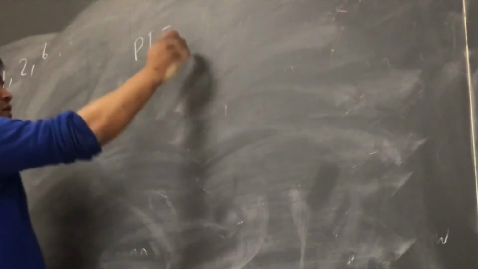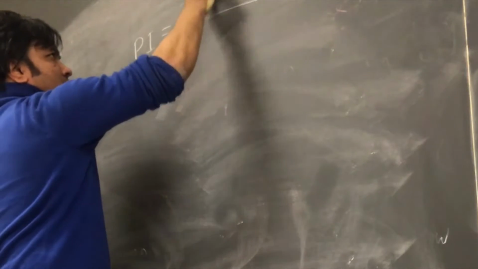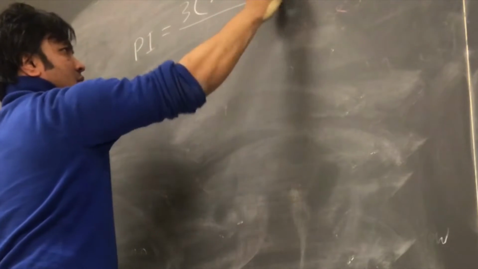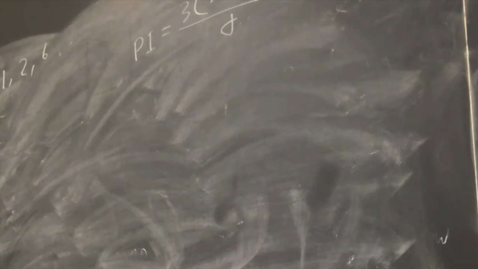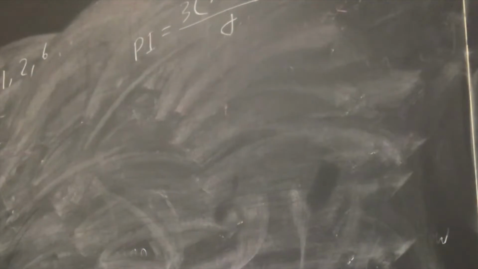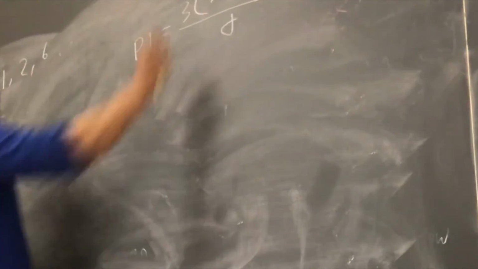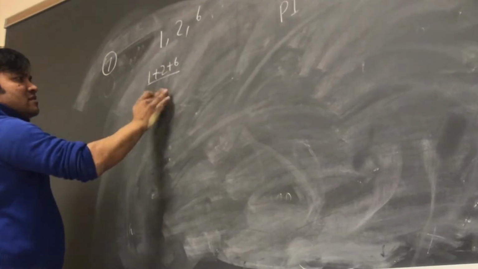In order to get the Pearson index of skewness, we have to know the formula. The formula is 3 times the mean minus the median, divided by the standard deviation. So let's find the mean. We have to find these items in order to calculate it. The mean is 1 plus 2 plus 6 divided by 3.